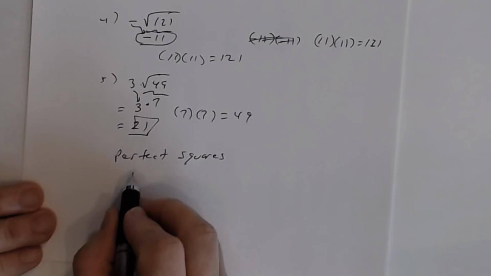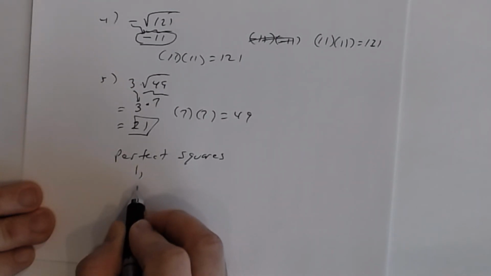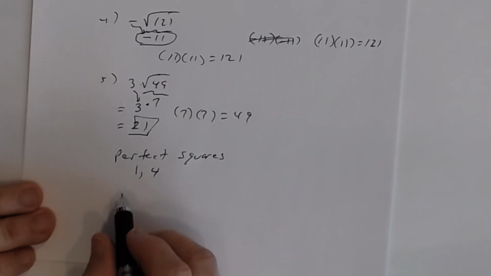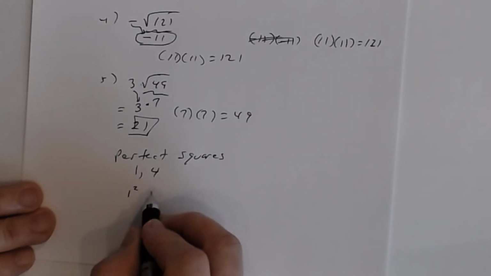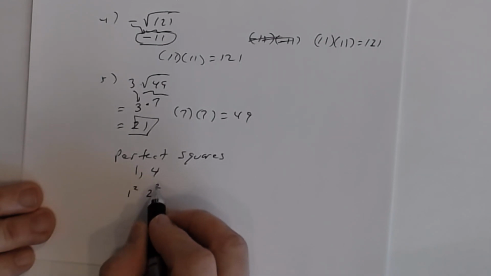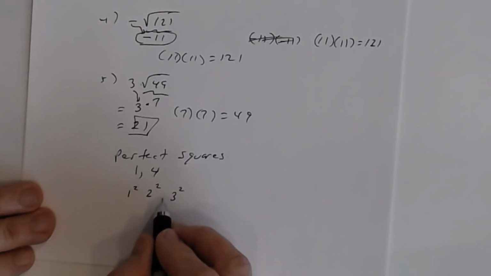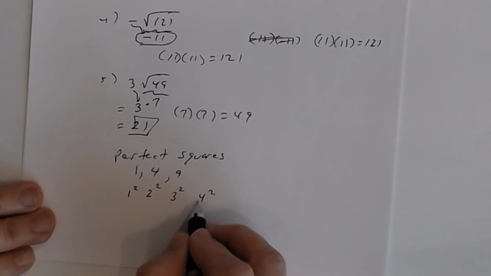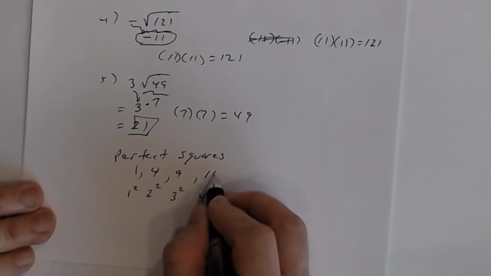Remember, your perfect squares, the smallest perfect square is 1. The next perfect square is 4. So here's how we're getting those perfect squares. Remember, 1 squared, 1 times 1 is 1. 2 squared is 4. 3 squared, so notice the pattern. 1 squared, 2 squared, 3 squared is 9. The next one, 4 squared, 4 times 4 is 16.